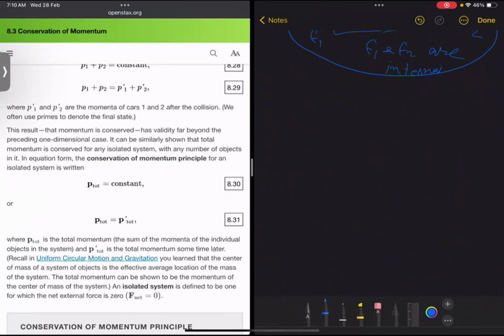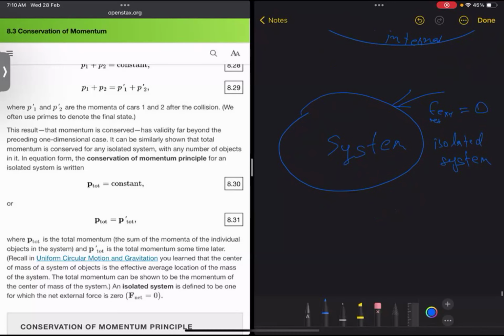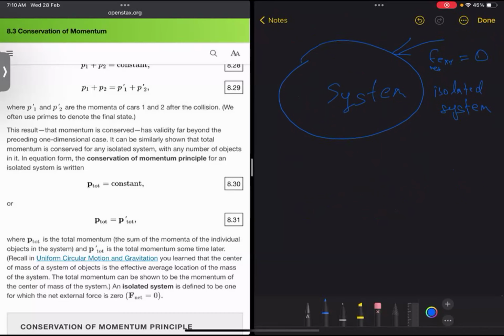A system in which the net external force is zero is called an isolated system. Remember, I am talking about net external force, not just external force. So we have to find systems which are isolated, and in that system the momentum is conserved. That is, initial momentum is equal to final momentum. Also, that is true for a particular direction.